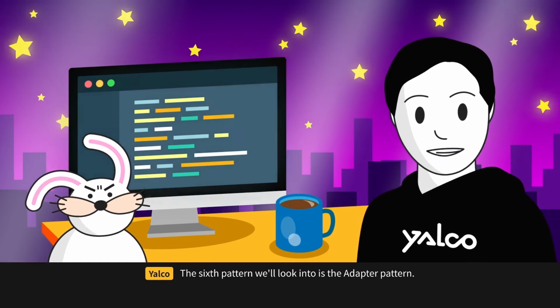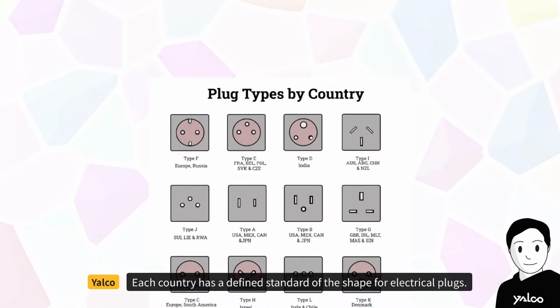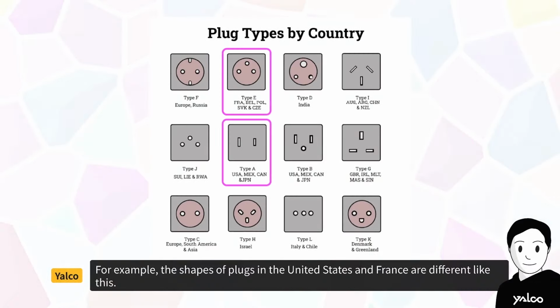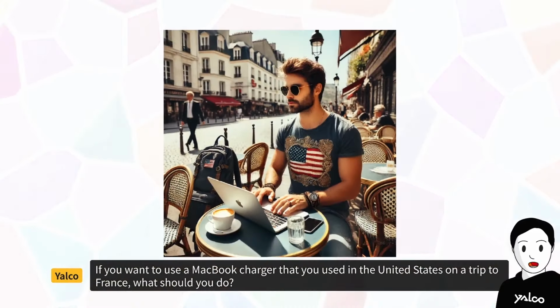The sixth pattern we'll look into is the adapter pattern. Each country has a defined standard of the shape for electrical plugs. For example, the shapes of plugs in the United States and France are different like this. If you want to use a MacBook charger that you used in the United States on a trip to France, what should you do?